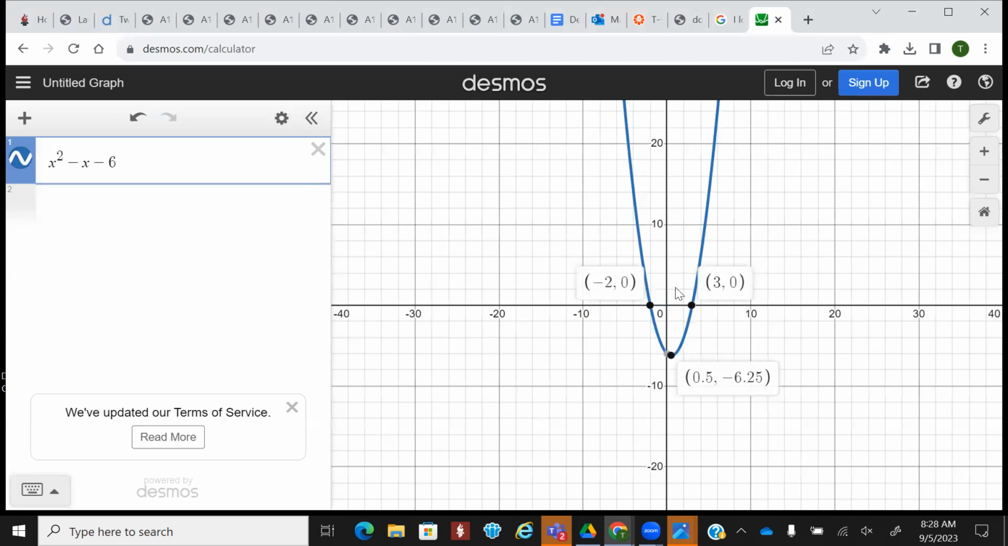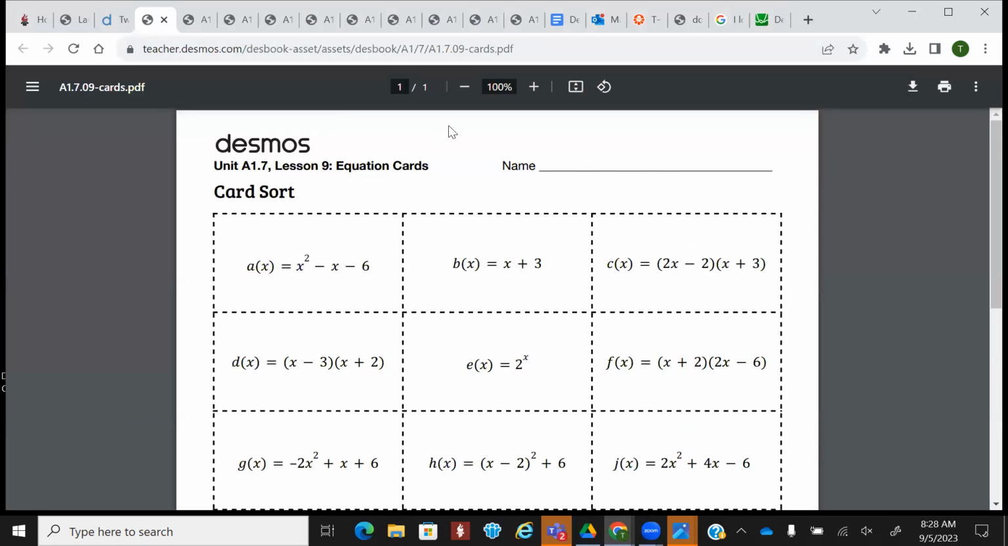So does this graph match up with one of those graphs? Does it match the first one? We'll look at the vertex. Okay, does it match the last one? The vertex is the lowest or highest point. Our lowest point is 0.5, -6.25. Our y is about our lowest y value. It's the last one. Okay, so on your paper, you're writing this equation for that last one. So you're writing x squared minus x minus 6 for that last box.